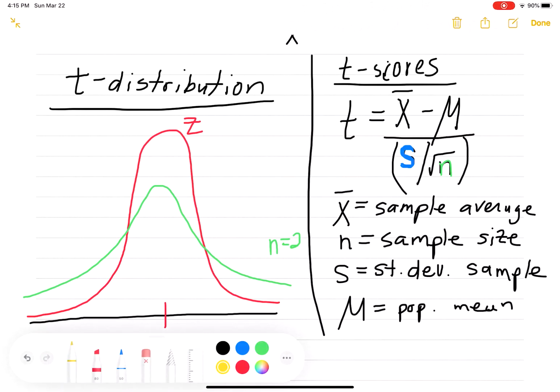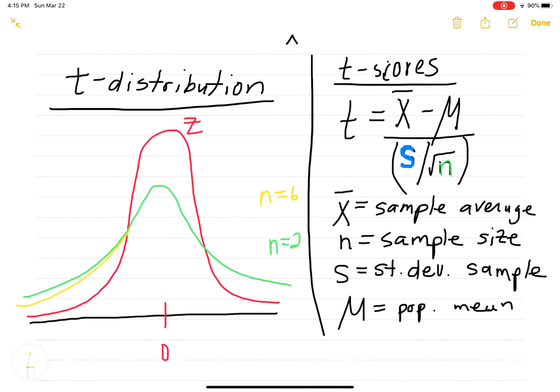Okay, let's say my sample size is something like, I don't know, 6. What's going to happen is the tails are going to get not as fat and it's going to spike a little bit higher.